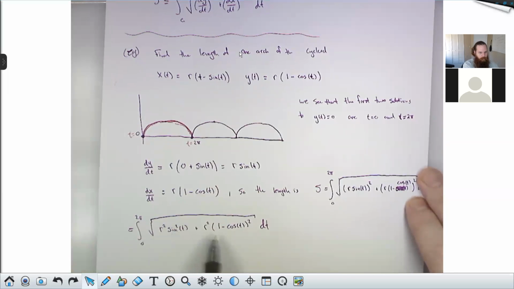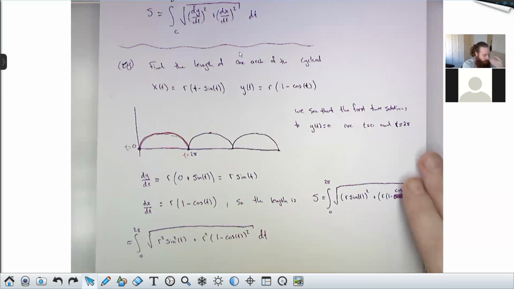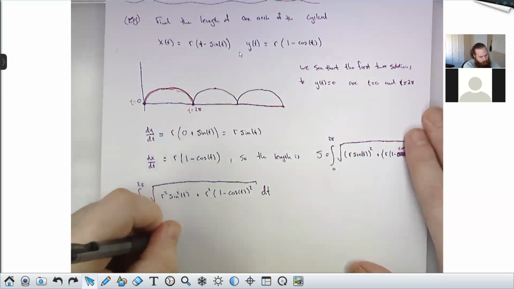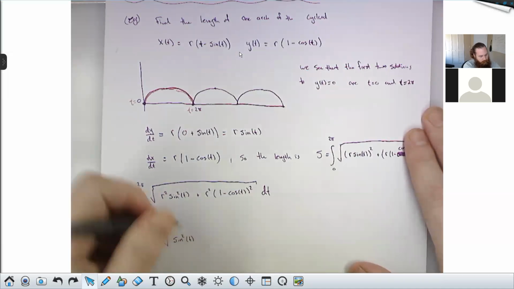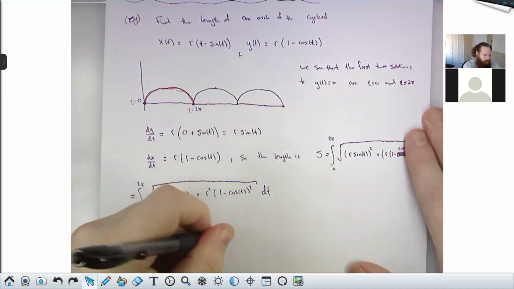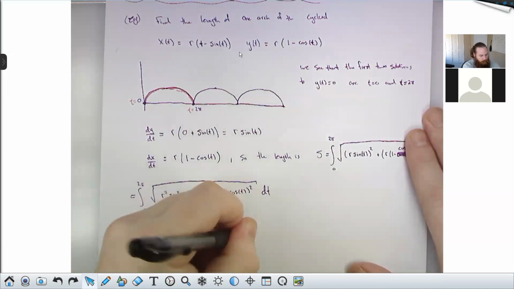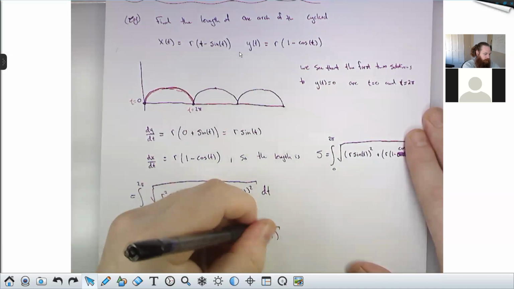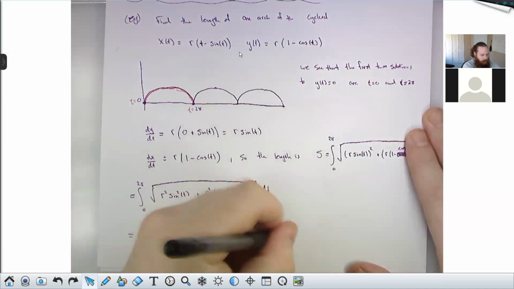At a glance, this integral looks a little intimidating, but you notice you can factor out an r squared. That r squared will come all the way out of that square root as an r, and that r can then come out of the integral. So we'll have integral 0 to 2 pi with an r out front. And then inside will be the square root of sine squared t plus, now I need to FOIL this out, that's 1 minus 2 cos t plus cos squared t, dt.